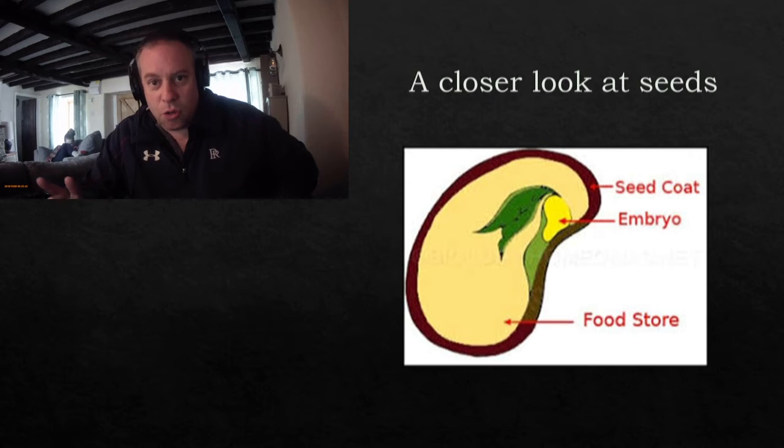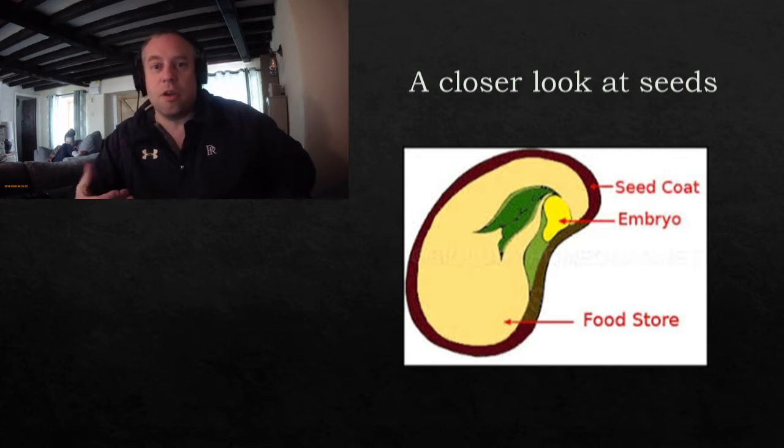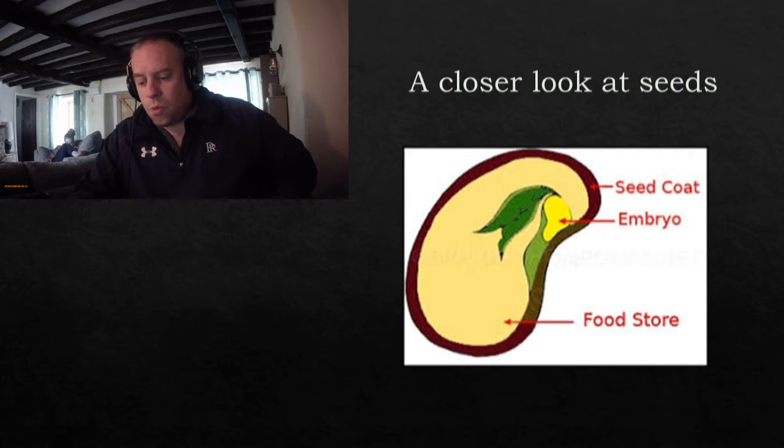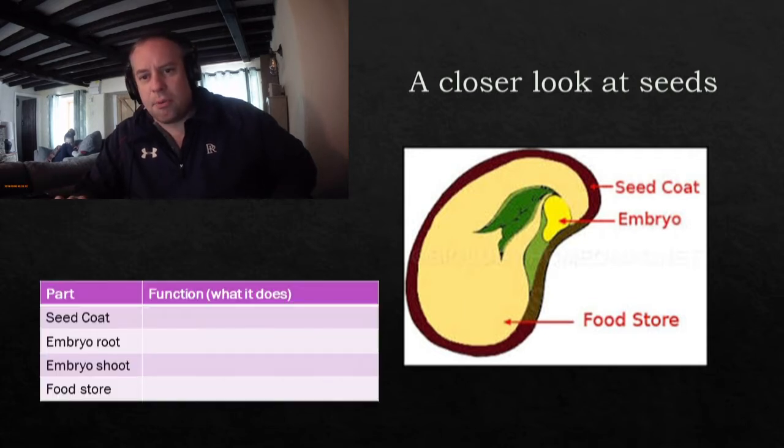The last 2 labels that you need to know are the embryo shoot and the embryo root. I've just put embryo on this picture here, but the shoot is what looks like a folded up leaf and the root is below it. Those are going to form the 2 major structures of the plant as it grows. The shoot is the stem, the leaves, and all of the above ground equipment and organs. The embryo root is going to contain all the organs that go below the surface. Here's a little table. It's useful to write down what each part does so that you can remember it.